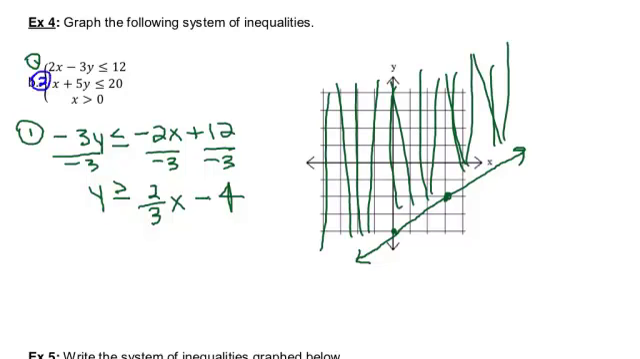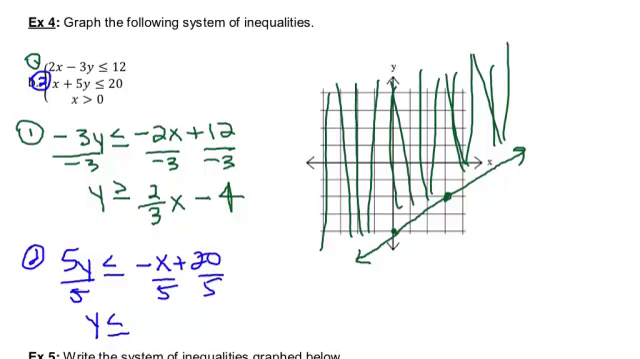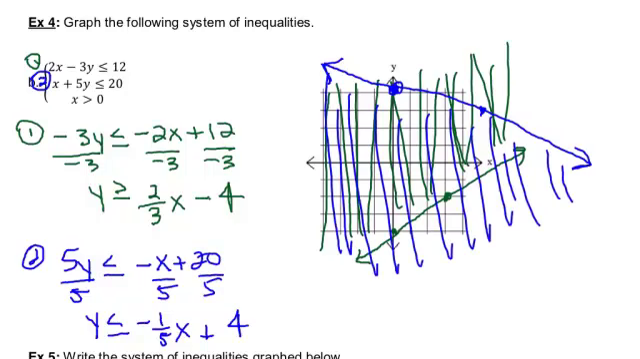Our second inequality, we have x plus 5y is less than or equal to 20. Again, we want to subtract our x first. So we have 5y is less than or equal to negative x plus 20. Divide by 5. y is less than or equal to negative 1/5 x plus 4. So we're going to start at positive 4, and our slope is negative 1/5, so we're going to go down 1, to the right 5. We have less than or equal to, so again it's going to be a solid line, and we are shading below because it's less than. We're just going to extend this green line because they will intersect.